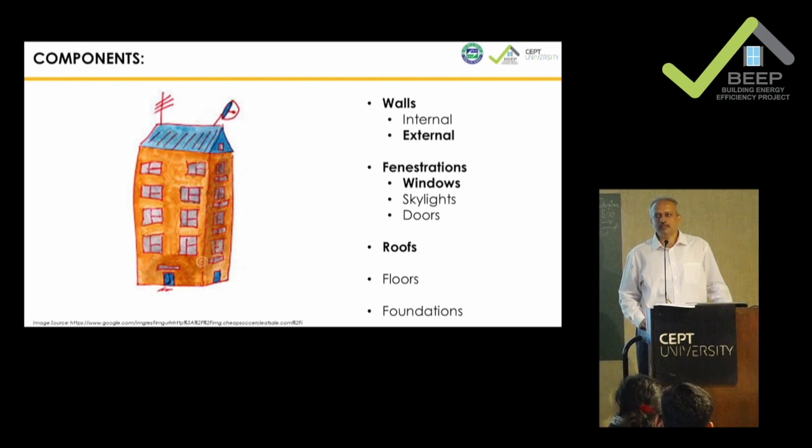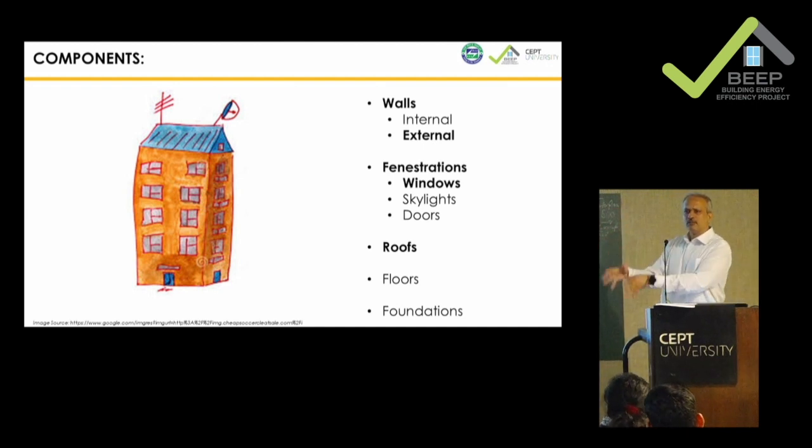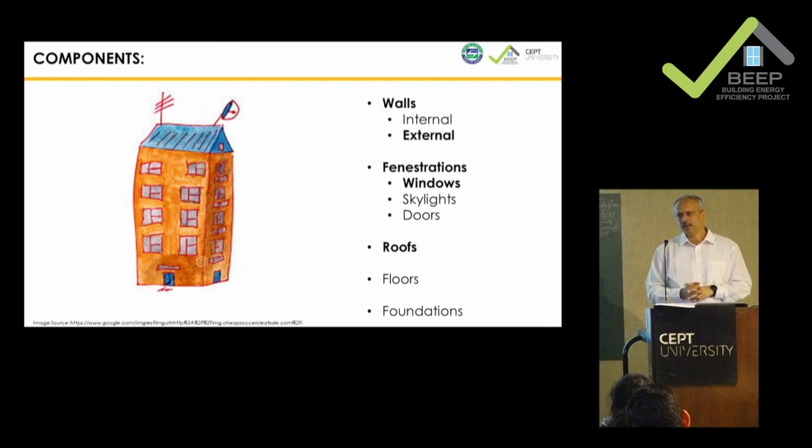We will not talk about internal walls, because that should be a focus if it is a building having various kinds of spaces, some of them air conditioned, some of them not. Otherwise, we are assuming that this particular wall is adiabatic, there is no heat transfer taking place because the temperature on this side and the other side of the wall is the same. Hence, for simplicity, the lecture is going to focus on external walls. We are not going to talk about skylights and doors. We will just focus on windows, and we'll talk about roofs. We will not talk about floors or foundations.